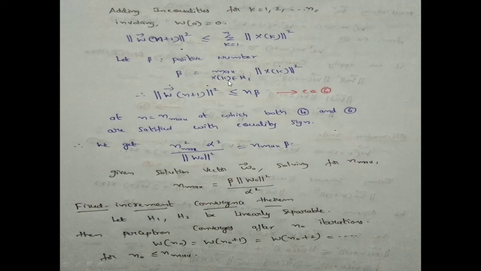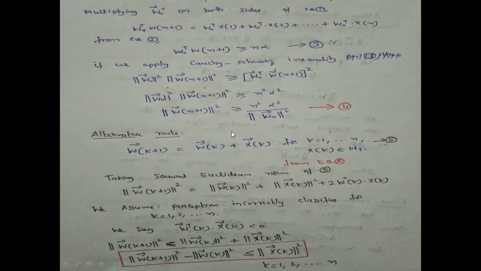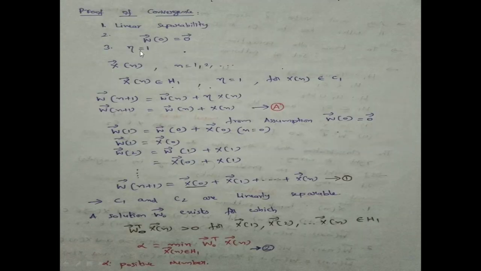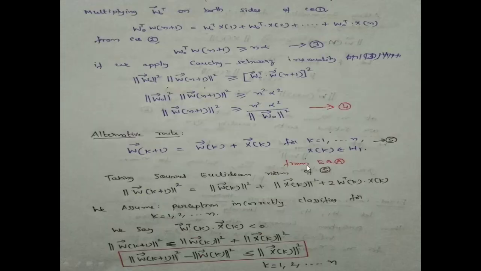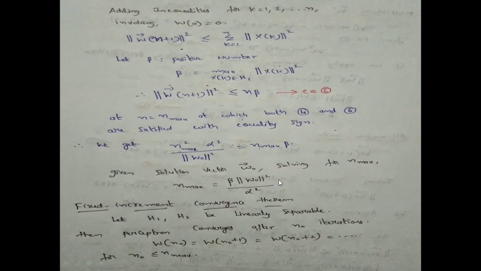Till now we have proved the convergence theorem for this perceptron by assuming the value of eta is equal to 1. But for variable values of eta also we can prove the convergence similarly. So this is all about the perceptron convergence theorem.